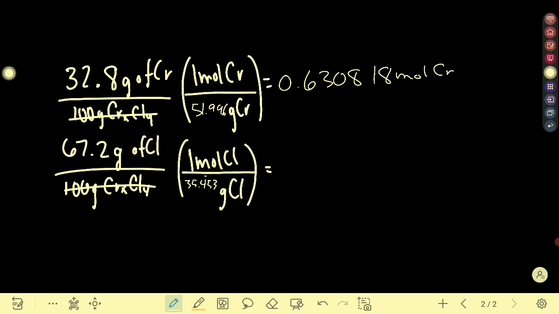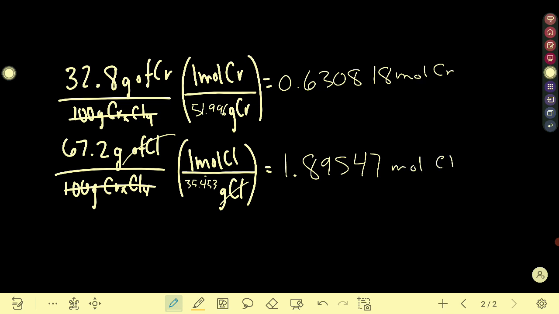And now this one, I'm going to take 67.2 divided by 35.453, and I'm going to get 1.895. I've got 4 digits, and then 4, 7. Okay, again, round up, 5 or above there, and that's moles of chlorine.